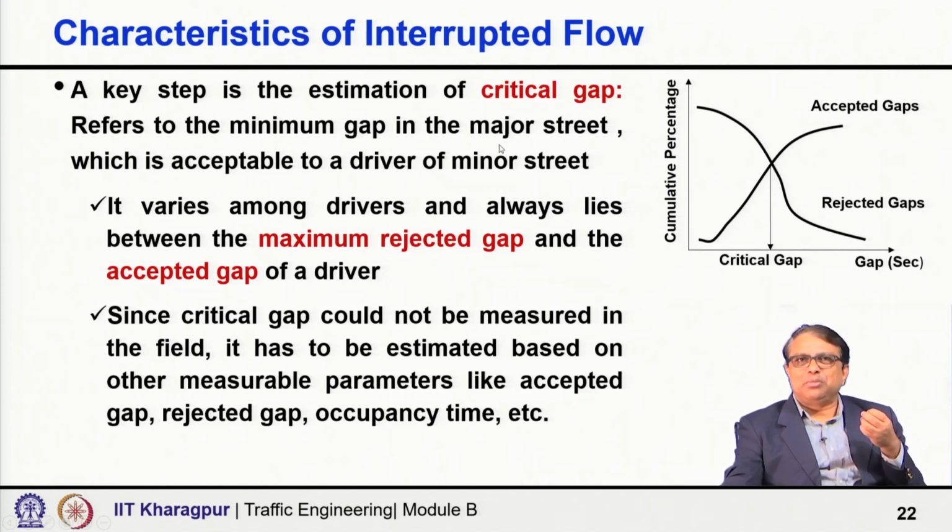It refers to the minimum gap in the major street that is acceptable to a driver of the minor street. It is again some kind of a design consideration. So, the concept of critical gap is very important. It varies among drivers and always lies between the maximum rejected gap and the accepted gap of a driver. Since critical gap cannot be measured in the field, it has to be estimated based on other measurable parameters. Mainly, as I have shown, the accepted gaps, the rejected gaps and occupancy time. With all these, you can plot and find out the critical gap.